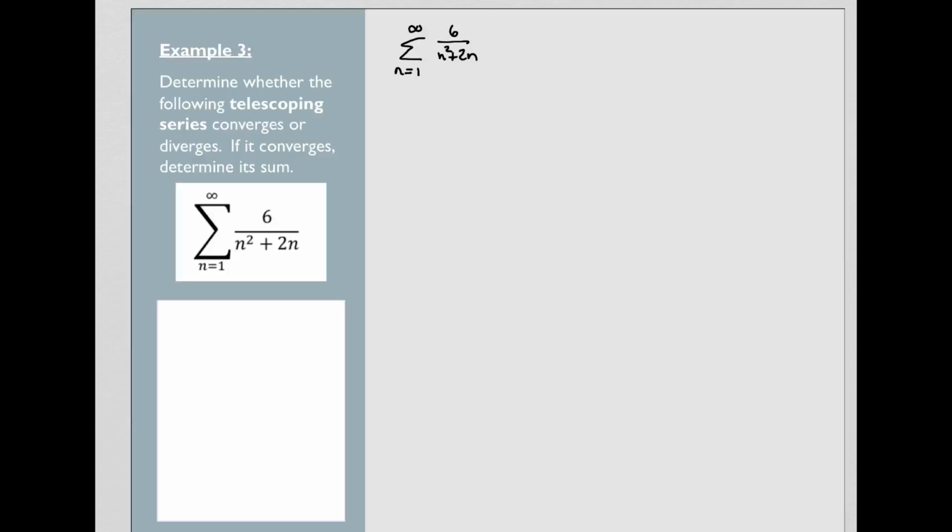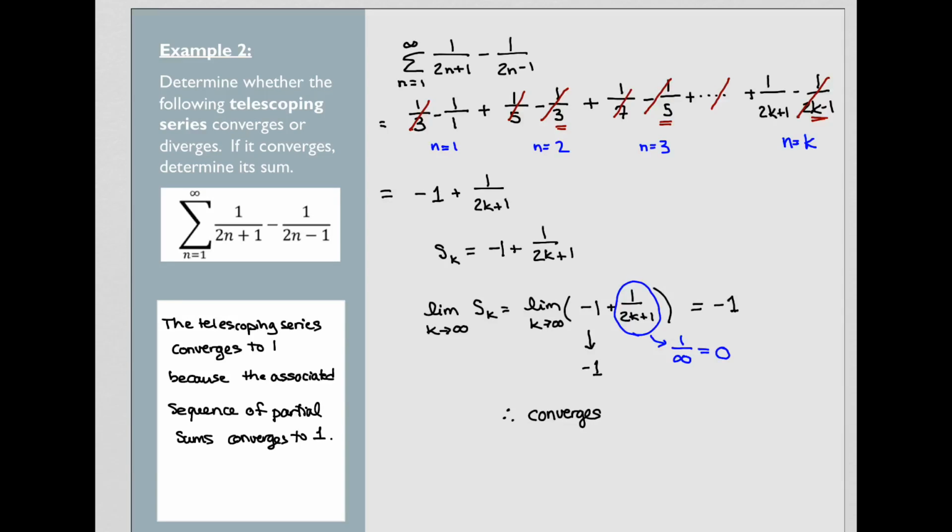Before I start to list out some terms, what do I recognize about this series? Let's actually go back to the previous series. We'll look at the previous example. In the previous example, we had a series, n equals 1 to infinity, of 1 over 2n plus 1 minus 1 over 2n minus 1. What did we have? We had a difference of two terms.